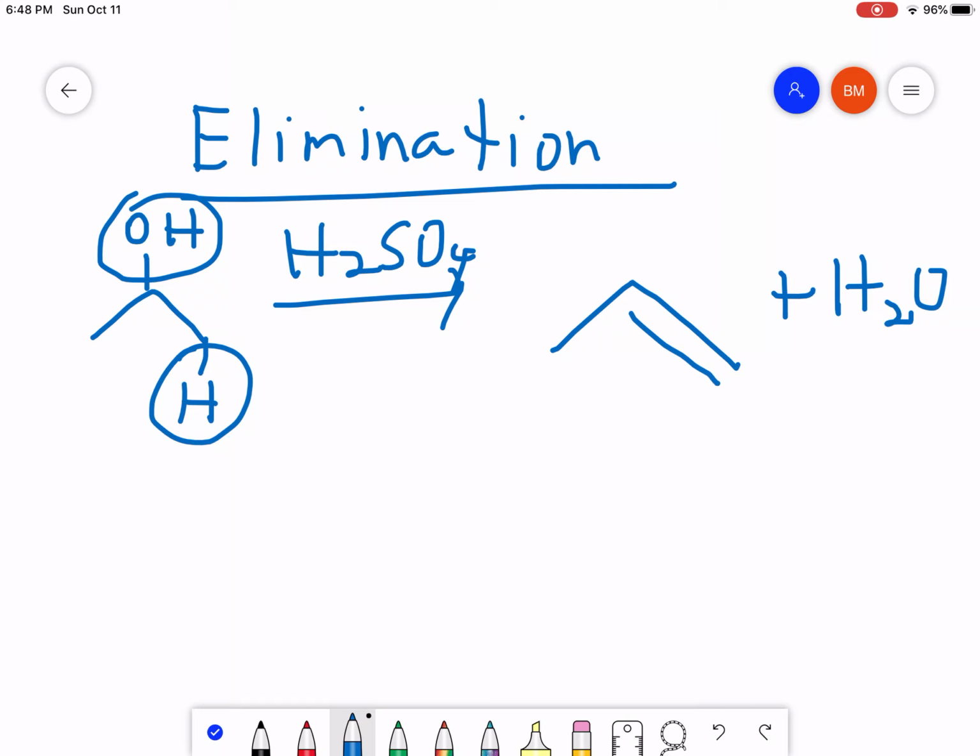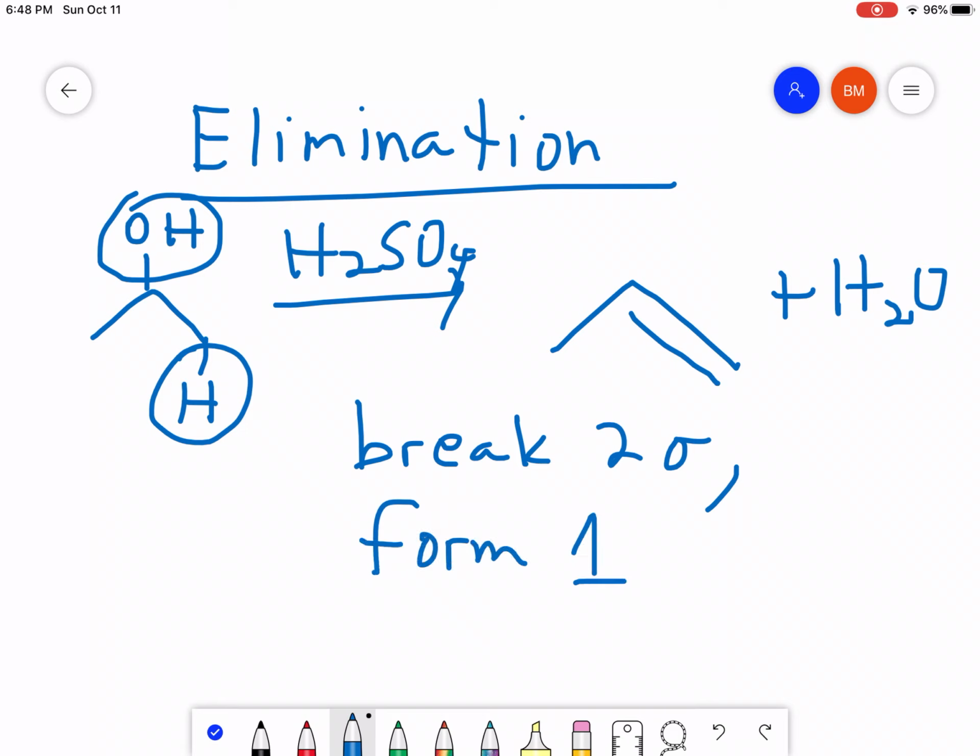Whenever you do an elimination, you break 2 sigma bonds and form 1 pi. Okay?